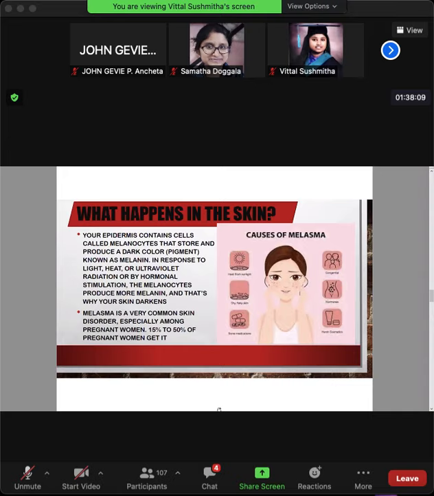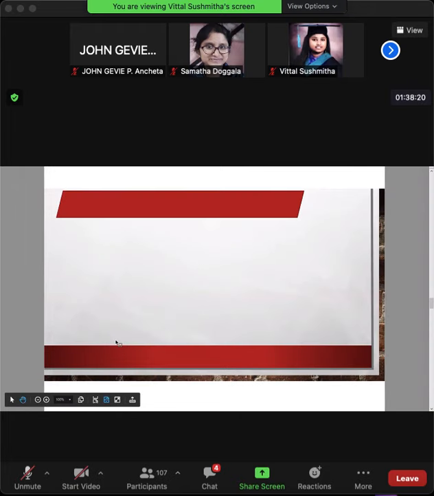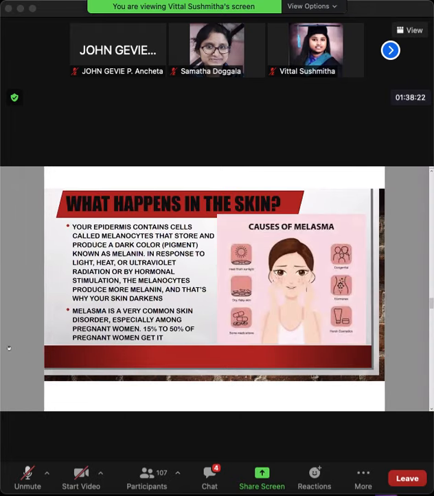What happens in the skin? Your epidermis contains cells called melanocytes. They store and produce a dark pigment known as melanin. In response to light, heat, ultraviolet radiation, or hormonal stimulation, the melanocytes produce more melanin, and that's why your skin darkens. Melasma is a very common skin disorder, especially among pregnant women. 15% to 50% of pregnant women get it. Next slide.